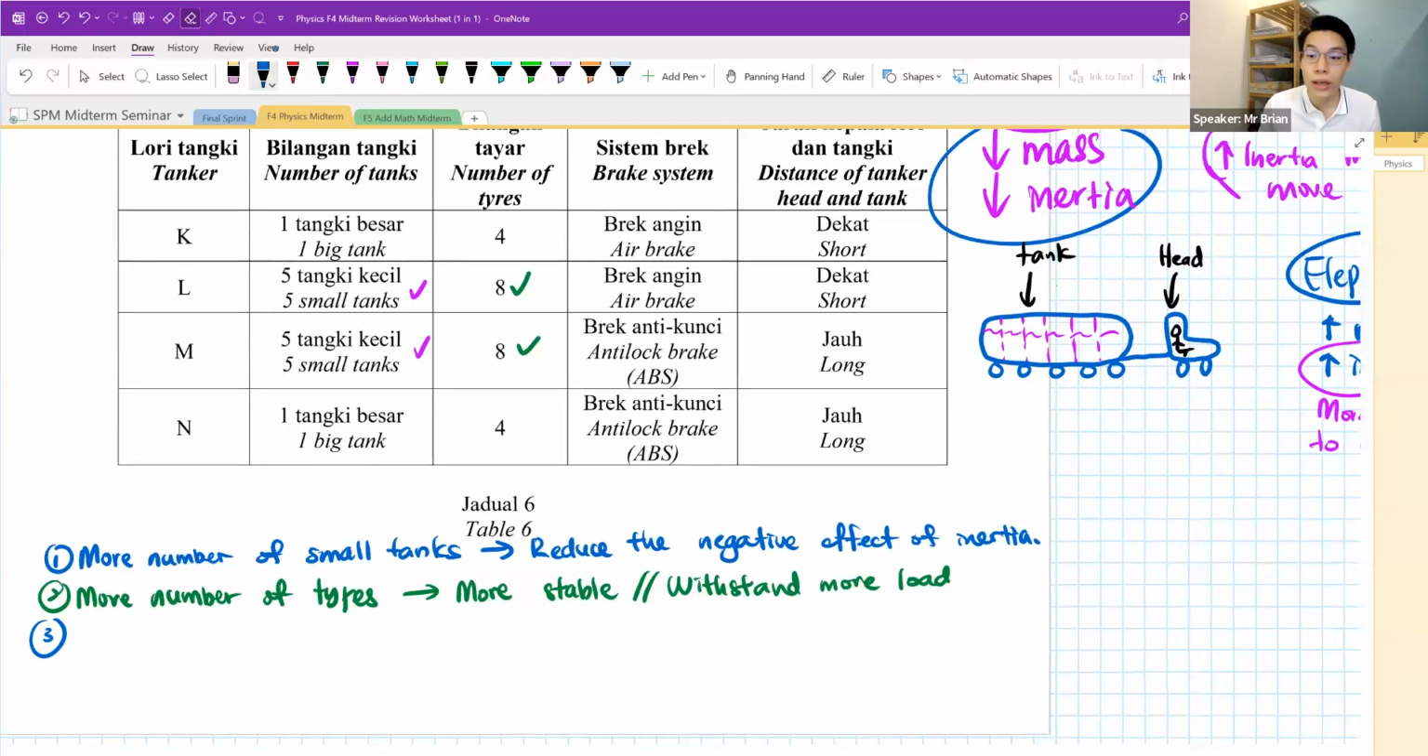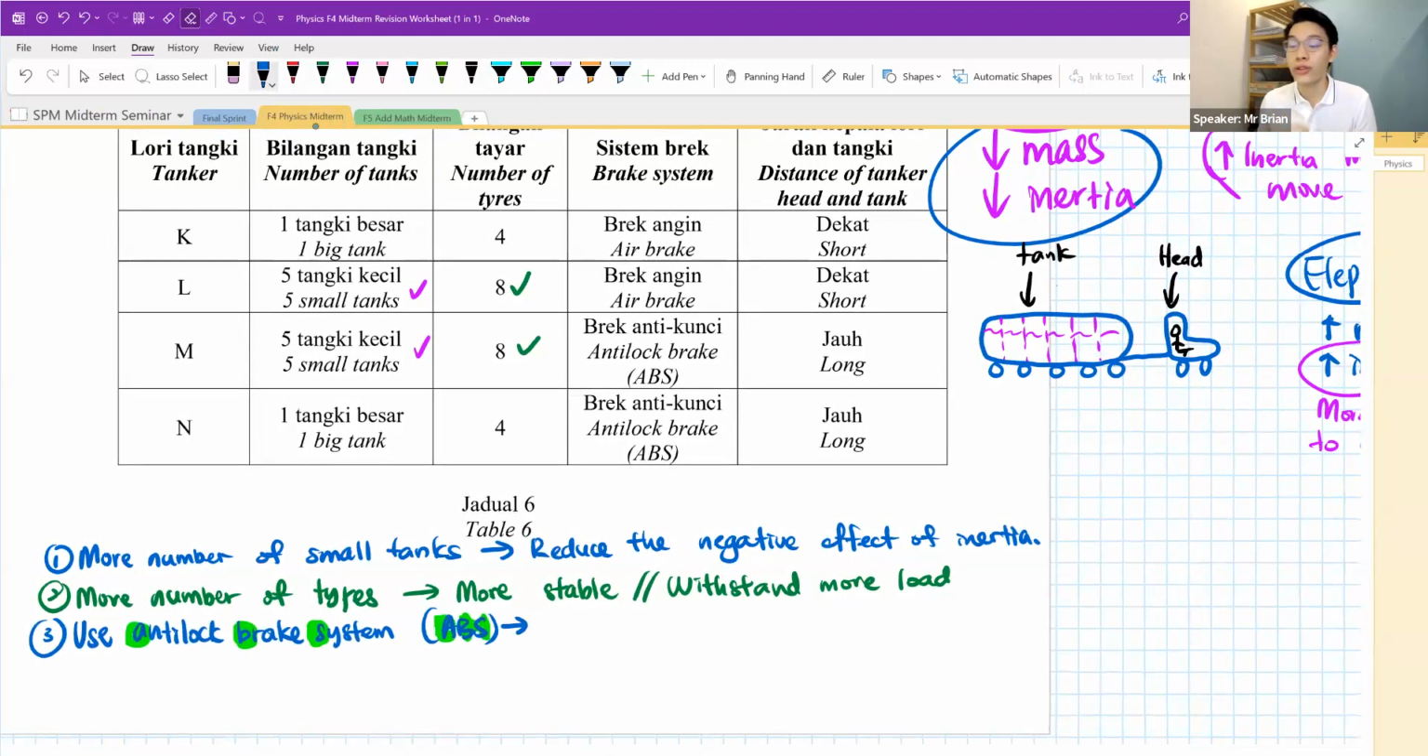Third one, you say you want to use an anti-lock braking system. Okay, this one is not in your syllabus, but it's in the old syllabus actually, last time. But I think you should know about it because some teachers still recycle the older questions. Okay, the older questions. More tires. Why not use air brake?